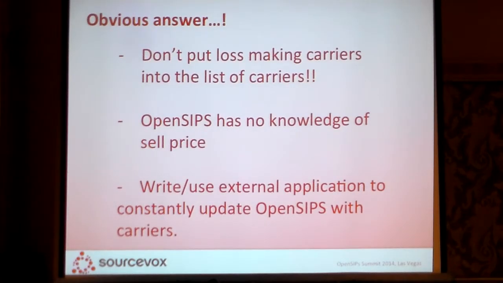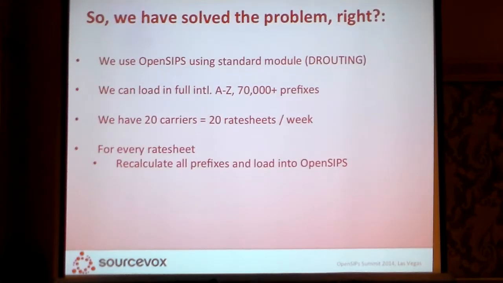So the obvious answer is you don't put loss-making carriers into the list of carriers. So if we're going to lose money with Vodafone, we wouldn't have Vodafone in there at all. In OpenSIPS, we've got no knowledge of the sell price. So in order to make sure we don't put our loss-making carriers into OpenSIPS, we have some kind of external application that's comparing our sell prices with our cost prices, and where we're going to lose money on a call, we just don't put that carrier into OpenSIPS. Dead easy. And then we've solved the problem of least cost routing.